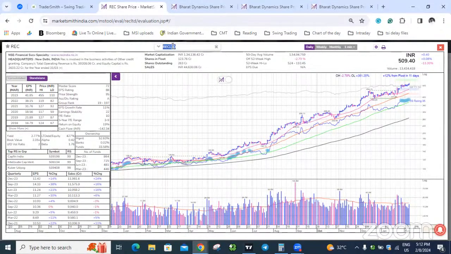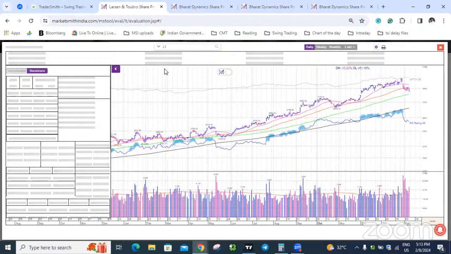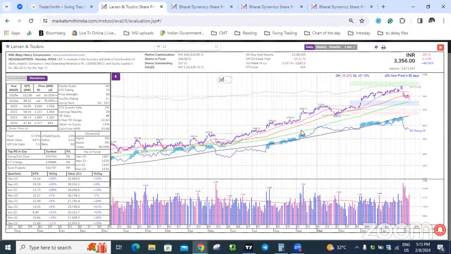I am taking LT and then Naukri. So first LT. Larsen and Toubro has already breached the 50 DMA, an upward sloping trend line.